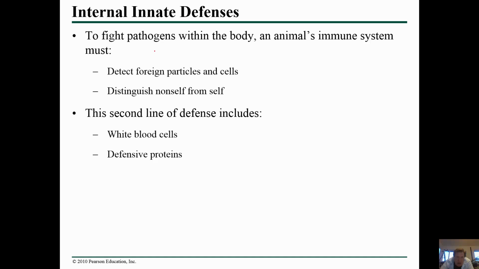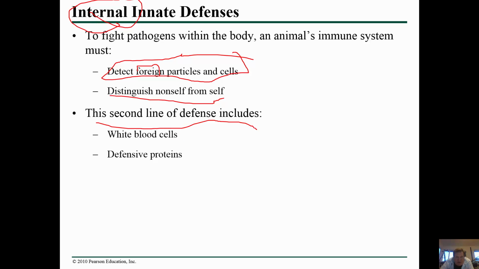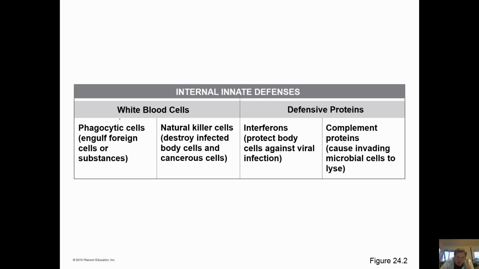Again, once things get past our skin and go inside of our body, get through our GI tract, the body needs to be able to detect things that are foreign to it, that are not normal to it. It needs to distinguish non-self from self, and that's a big thing. The first line of defense in our castle is that external barrier, and then once we're on the inside, we have a number of things that will protect us. These things include white blood cells and other defensive proteins.